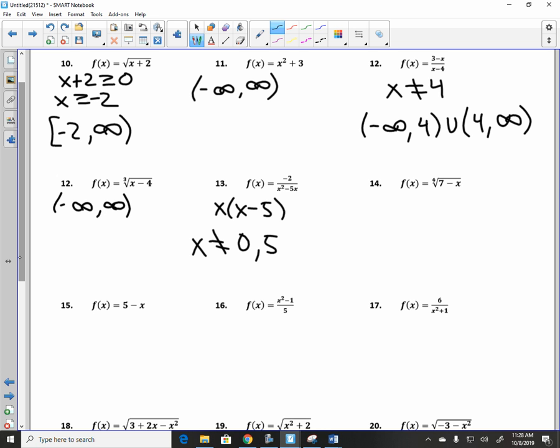Fourth roots. Do fourth roots cause problems? Yes, they can. 7 minus x must be greater than or equal to 0. You have to see where that's positive. So negative x is greater than or equal to negative 7. Divide by negative 1, x is less than or equal to 7. So negative infinity to 7. There's my domain.